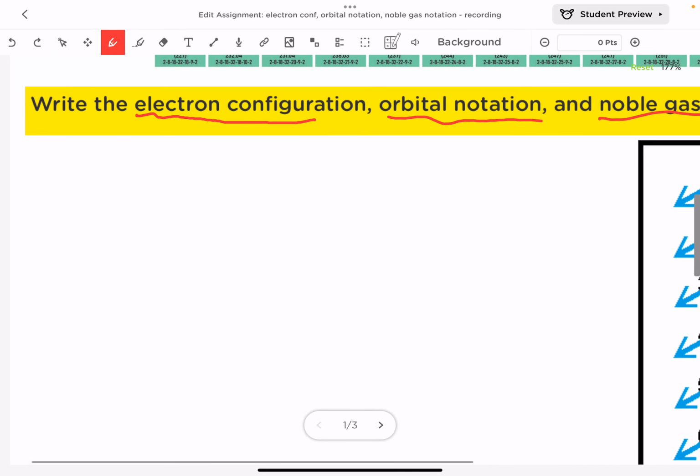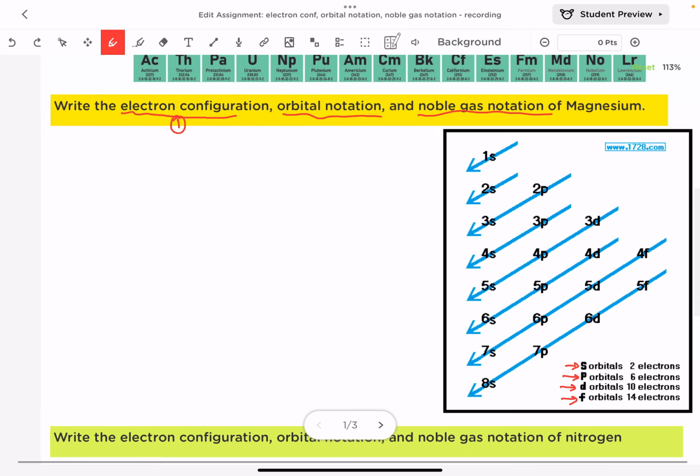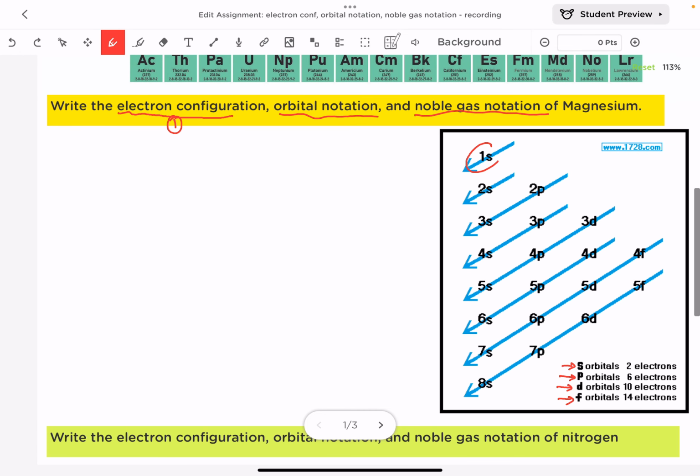So first, the electron configuration. I'm gonna follow the arrows. 1s, 2s, 2p, 3s, etc. So 1s2. I have a total of 12 electrons to distribute. 2s2, 2p6. So far, I distributed 10 electrons. So I continue. 3s2. So like this, I distributed 12 electrons and I wrote the electron configuration of magnesium.